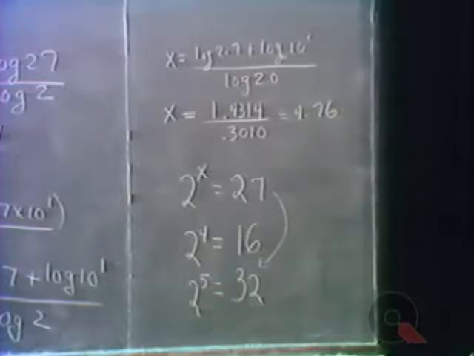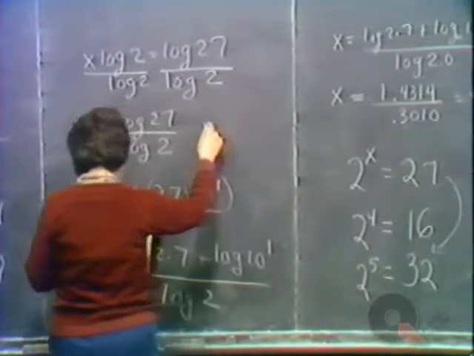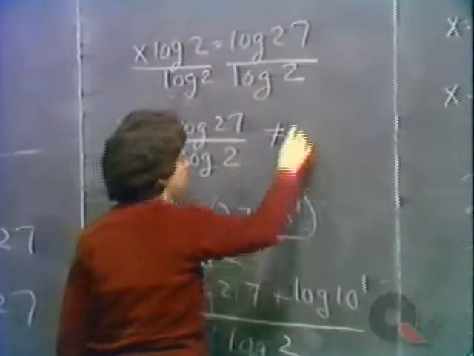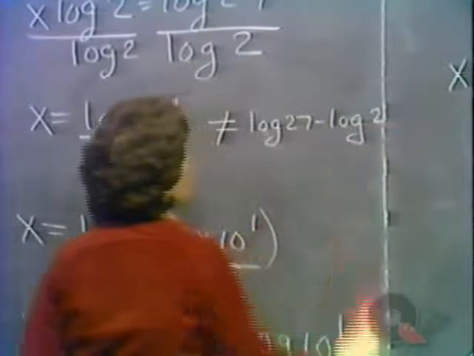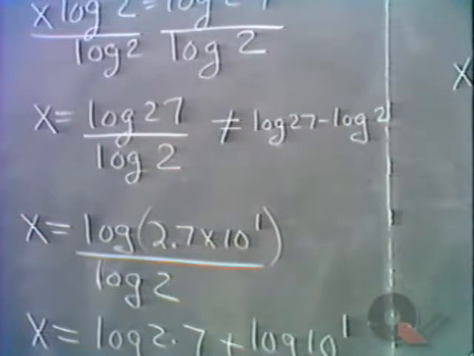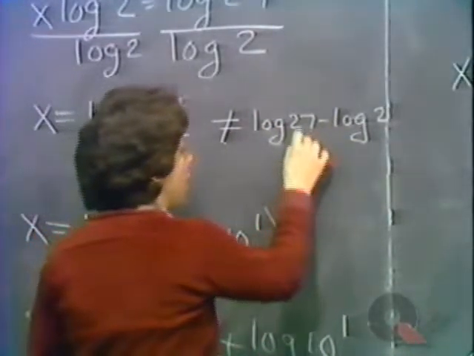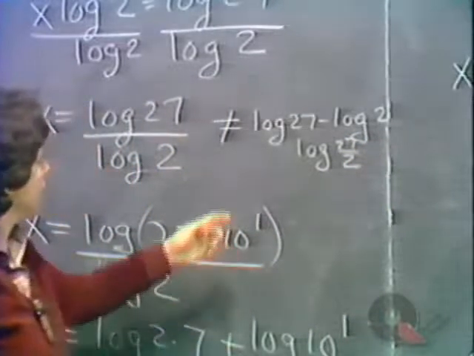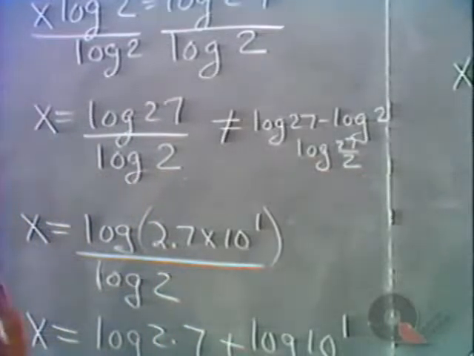Just one word of caution here. This is not the log of 27 minus the log of 2. Don't confuse your properties of logarithms. The log of 27 minus the log of 2 is the log of 27 halves. The log of a fraction is the log of the numerator minus the log of the denominator. But this is not what we have here.